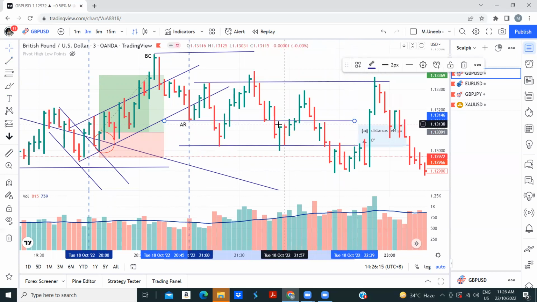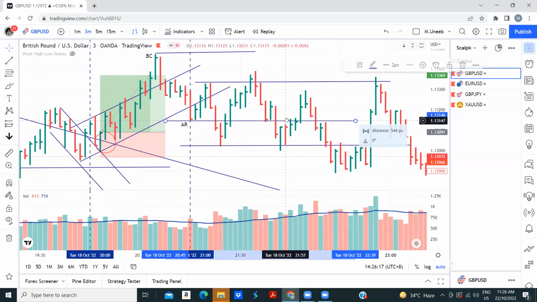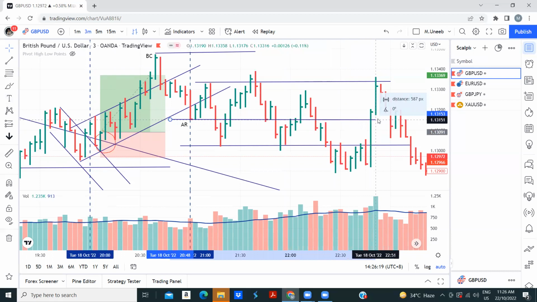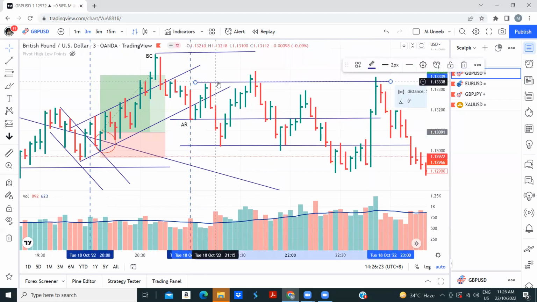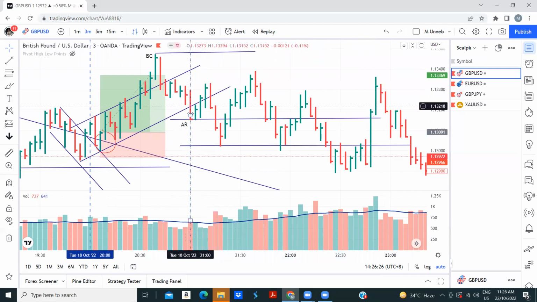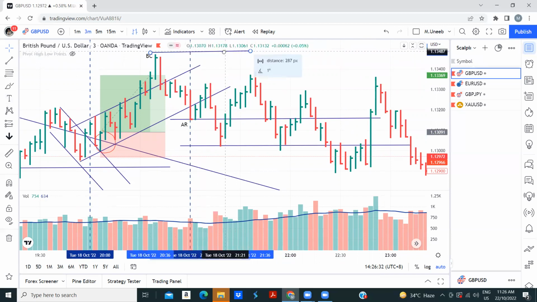Okay. So of course, we are looking for what? We are looking for the price to do what? We are looking for the price to go back and test this region, right? Because so far this region is not there, right? According to this information. We are waiting for the price to go back and test this region.